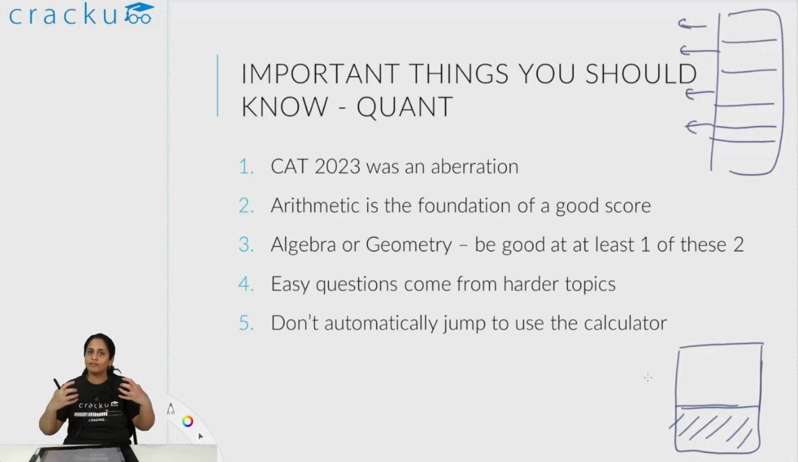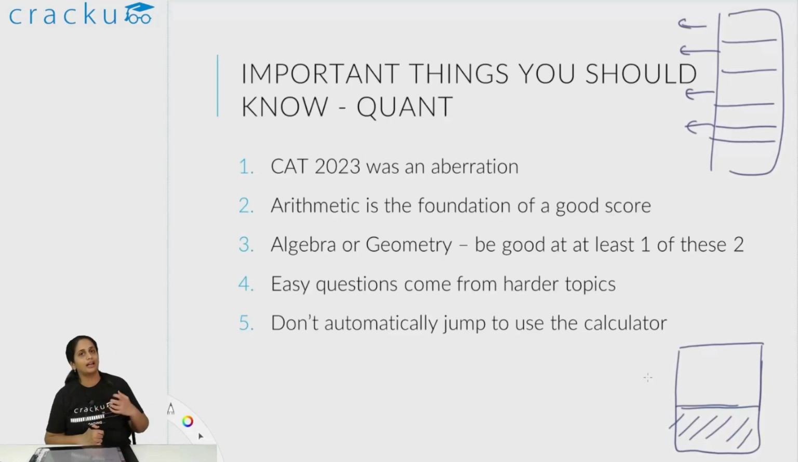Basically you need this one extra on top of arithmetic to get a good score. Now it's not either or. Those who are going to score like 99.99 percentile will do well in both. I'm just saying that at least one of these two should become a strength along with arithmetic. If arithmetic is a strength and algebra is a strength, you're clearing cutoffs. If arithmetic is a strength and geometry is a strength, you're clearing cutoffs. If you are strong in all three, you will come in the 99.95 percentile range. So you have to get good at at least one of these two in addition to arithmetic.